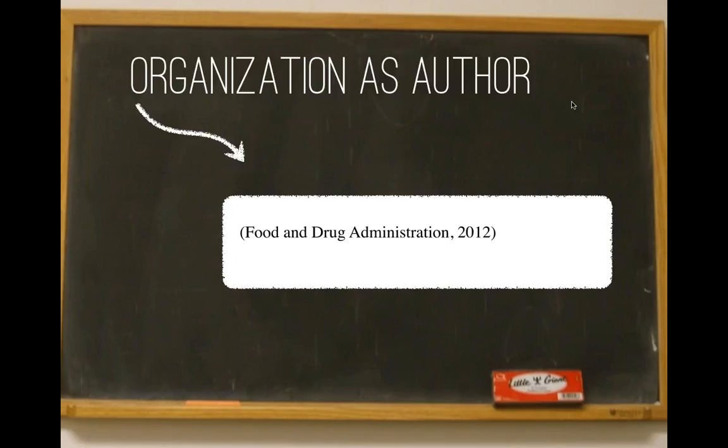The other thing that you can do is if the information comes from an organization or a company's website, you can use the organization as the author. For instance, a Food and Drug Administration study might not have an author listed, but you could use the FDA as the author. So you would use the organization or the company's name instead of an author's name, and it would appear at the same place.